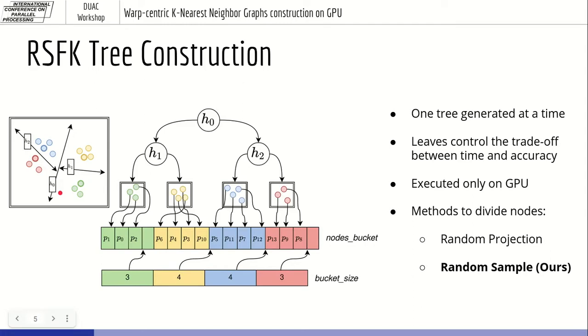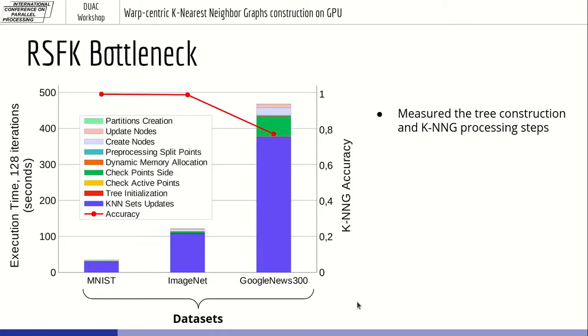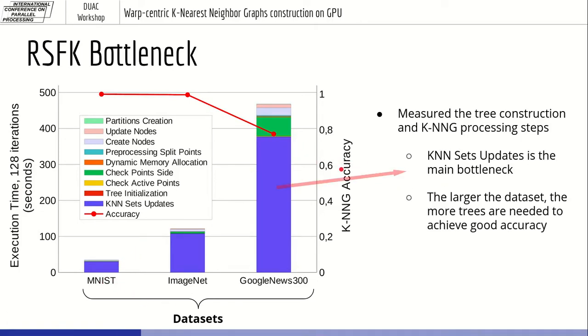When the tree is constructed, the leaves are used to update all neighborhoods. All points inside the leaf are candidates to be neighbors. The quality of the approximations depends on the number of trees and the size of leaves, which is controlled by the user. Here we show the execution time of each step of the Sfk executed for 3 datasets and the quality of the result. Clearly, the step where the neighborhoods are updated is the most expensive. Another interesting aspect is that the larger datasets require more trees to achieve good accuracy.